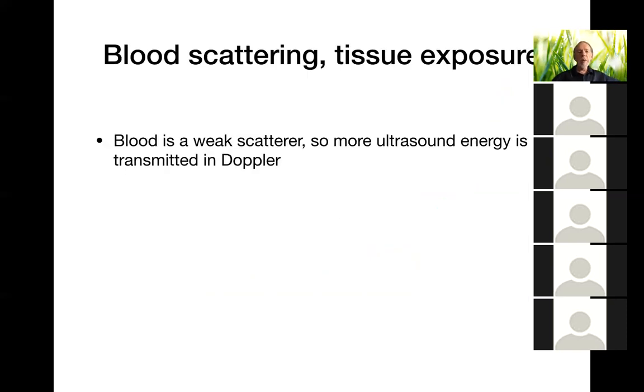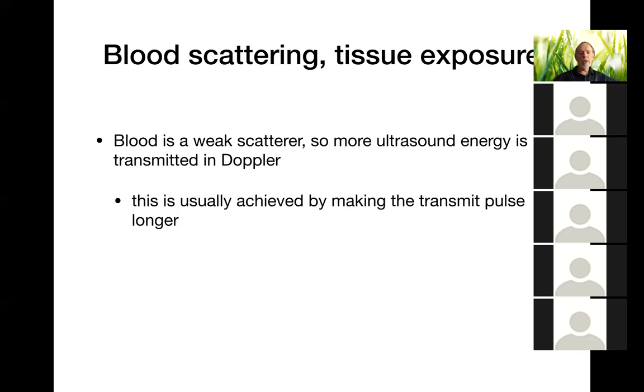A few words about blood as a scatterer. As I've mentioned already, blood is obviously a very weak scatterer since we can't normally see it in the grayscale image. In order to make the blood echoes detectable, when the machine is operating in Doppler mode, it transmits more energy. And so the transmitted pulse has to be more energetic when the machine is doing Doppler than it is for imaging.